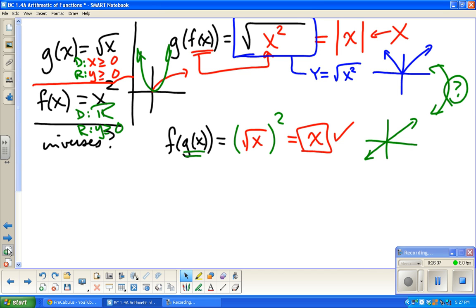Are those reflection images across y equals x? Sorry, they're not. The red one's only half a parabola. The green one is a complete parabola.